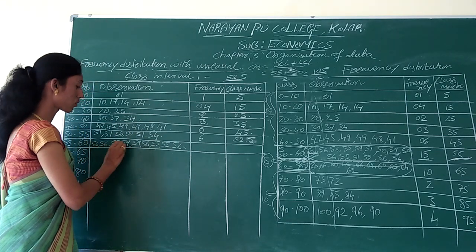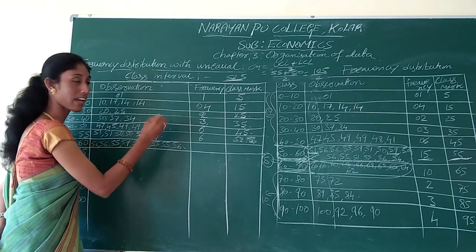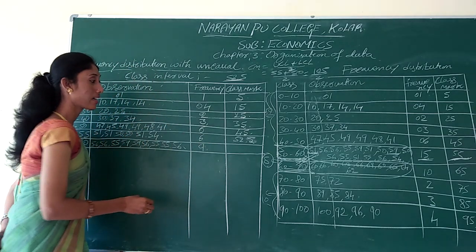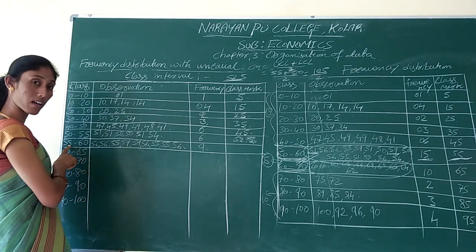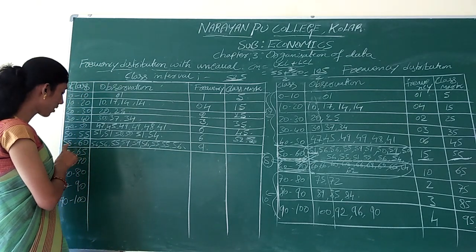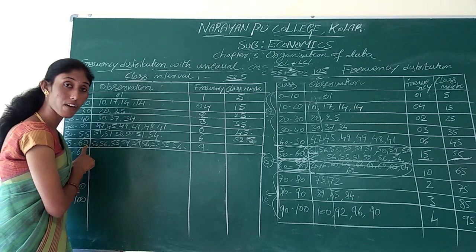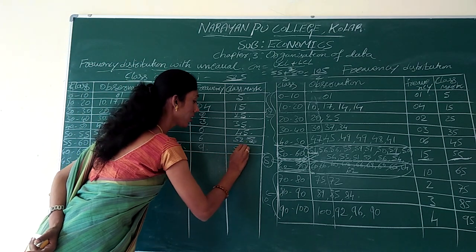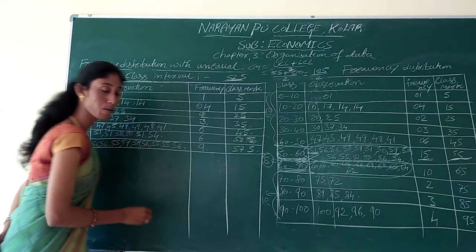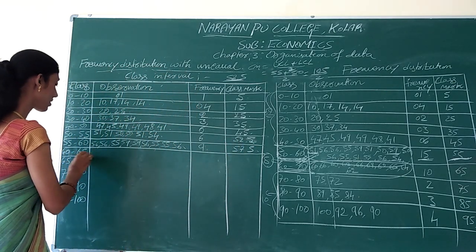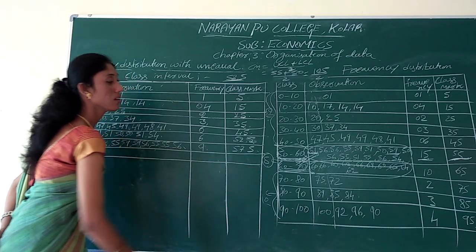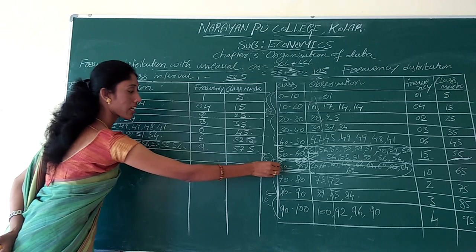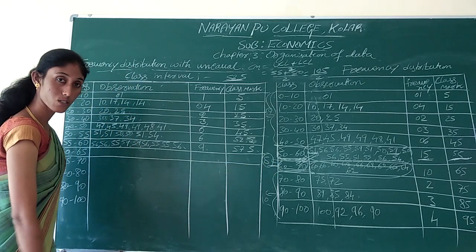Here 1, 2, 3, 4, 5, 6, 7, 8, 9. Here 9 is the frequency we have got, and the class mark or class midpoint is 57.5. If you want, you can apply a formula. So 57.5. Then next come to 60 to 65. The same class we have divided into two classes, and here we are taking 5 as a class interval.